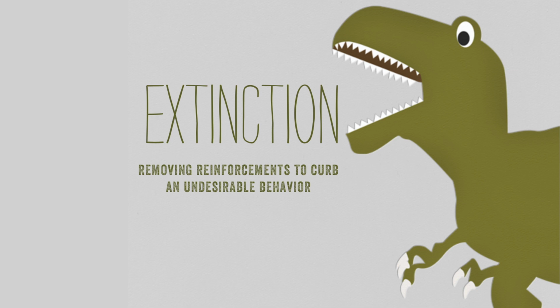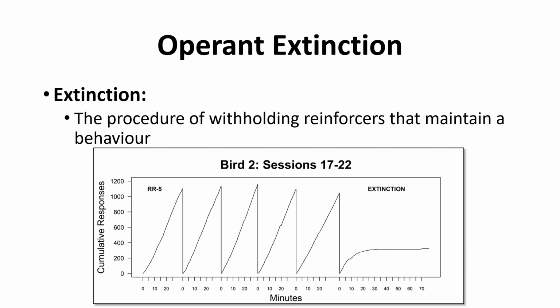So in Chapter 4, we discussed how reinforcement is responsible for how we acquire and maintain operant behavior. Now we're going to talk about weakening that process. So, as you might expect, we'll start off with a definition. Extinction is the procedure of withholding reinforcers that are responsible for maintaining a particular behavior.